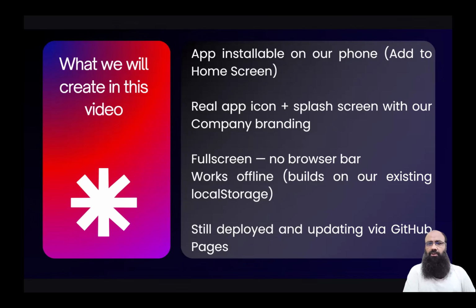The app is going to get installed on our phone, as I just mentioned. A real app icon is going to show up and a splash screen is going to show up. As our app is a web-based app, we are going to use a sort of full screen with no browser bar. So it is basically a web app wrapped in a container, which is going to be used as our app. We'll discuss further as we move forward, and it's still going to get deployed via GitHub Pages. As we are deploying our app using GitHub Pages, we will be using the same approach.